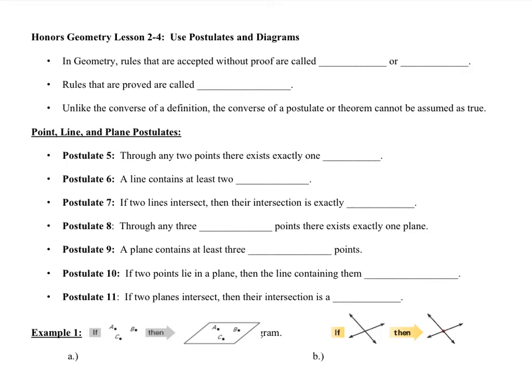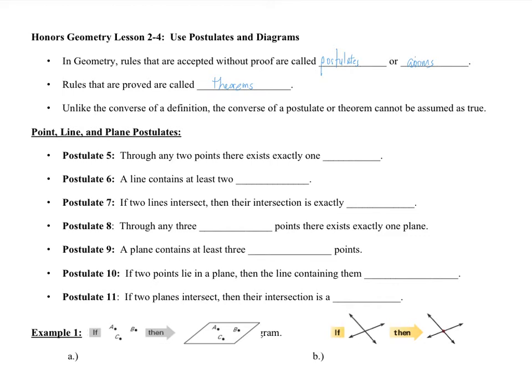Lesson 2.4. Use postulates and diagrams. In geometry, rules that are accepted without proof are called postulates, or axioms. Rules that are proved are called theorems. Unlike the converse of a definition, the converse of a postulate or theorem cannot be assumed as true.